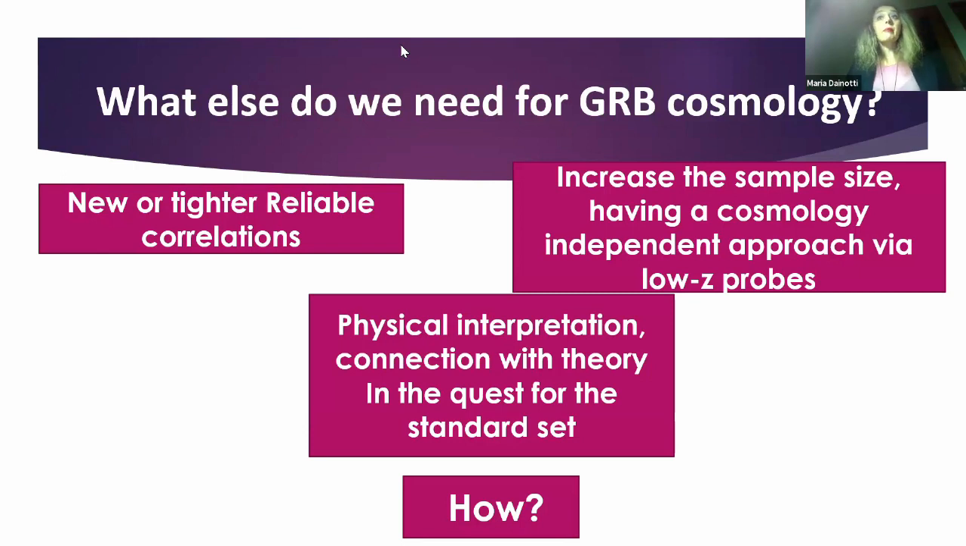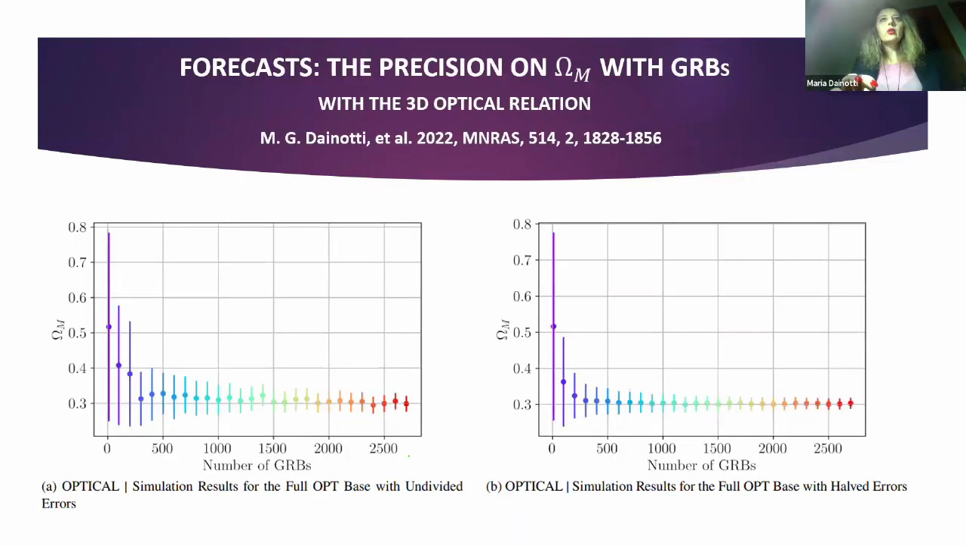We can increase the sample size, as I already mentioned, this will help, but also tighten up the relationship. And we can have a cosmologically independent approach via low redshift probes through the extension. But as I already mentioned, we should also push forward for the physical interpretation, the connection with the theory, in the quest for the standard set. So how are we going to do that?